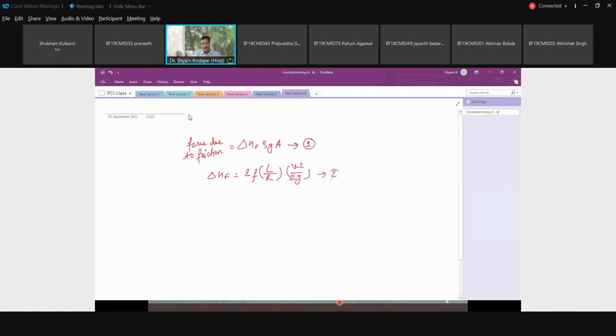Now equation 2. How do we define f? f is nothing but 16 by Re. How do we define Re? Re is the Reynolds number, d u rho by mu, d v rho by mu. Okay, so substitute all these equations in equation number 1.